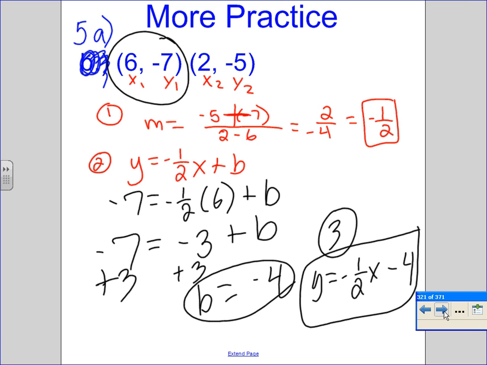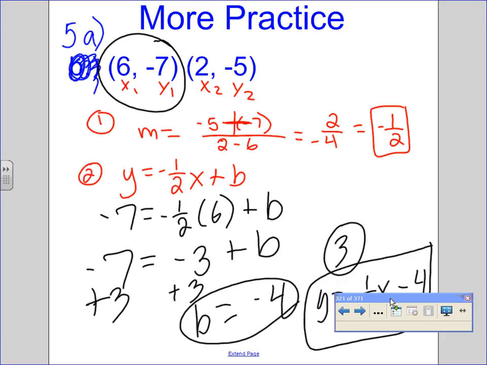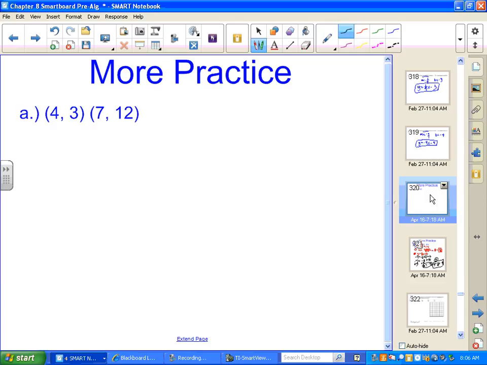Okay. Next one, 5b. I thought I had another one up here. Hold on. What is it, do you think? Yep, you are right. Thank you, Adam. The smartboard's being really slow today. All right, 5b. 4, 3, 7, 12. Do you guys want to try this one on your own? Okay. Go for it.